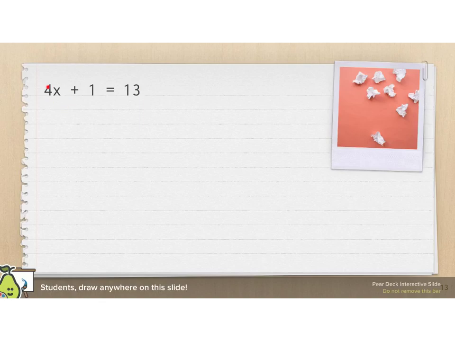Like I said, the goal is to get x by itself. So I need to rearrange this so that x is all by itself. I'll need to get rid of the plus 1, and I'll need to get rid of the multiplied by 4.